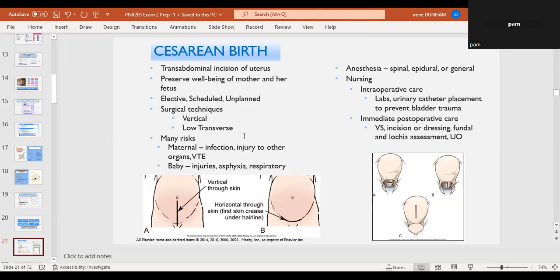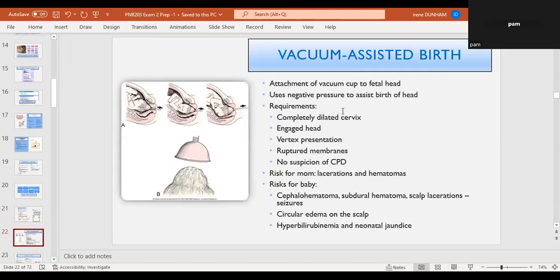Okay, and then of course you have to measure intake and output on these patients. So it's major surgery. All right. Now, before, when we were talking about the labor process, I was also telling you about vacuum-assisted births. So here's a nice picture of a vacuum-assisted birth. And what happens is, see the bone right here? Sometimes the head gets kind of stuck.